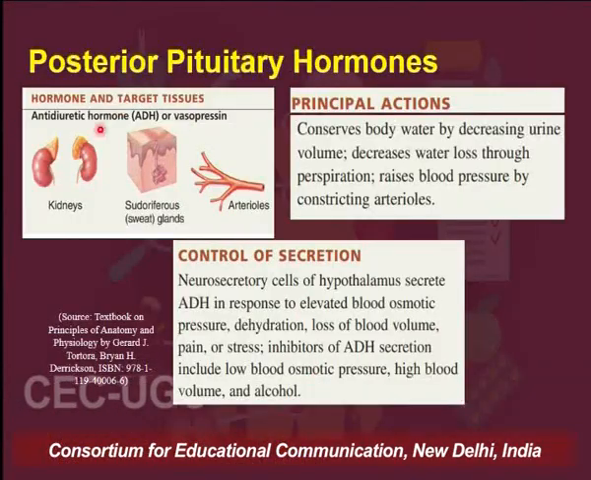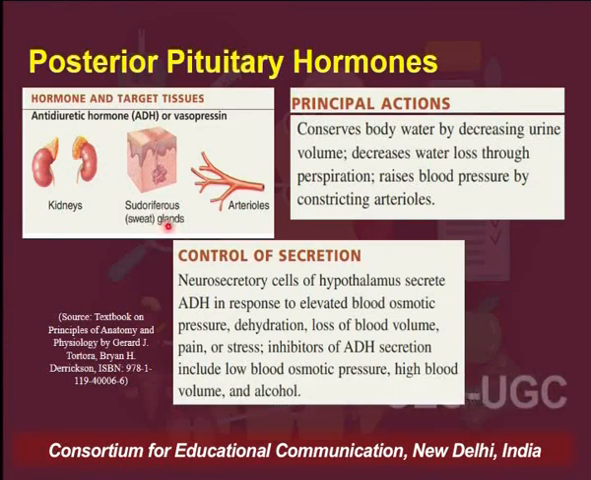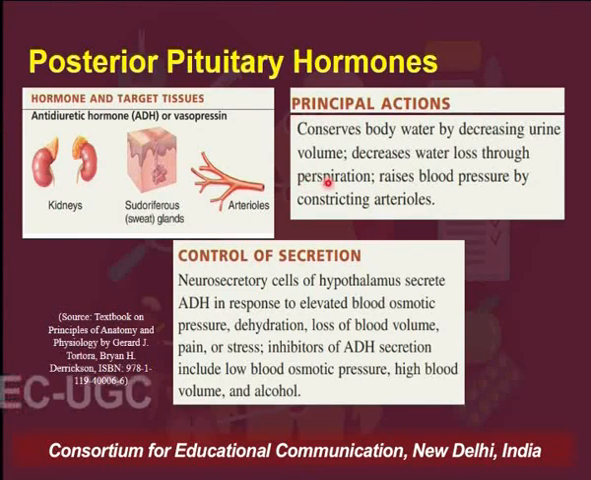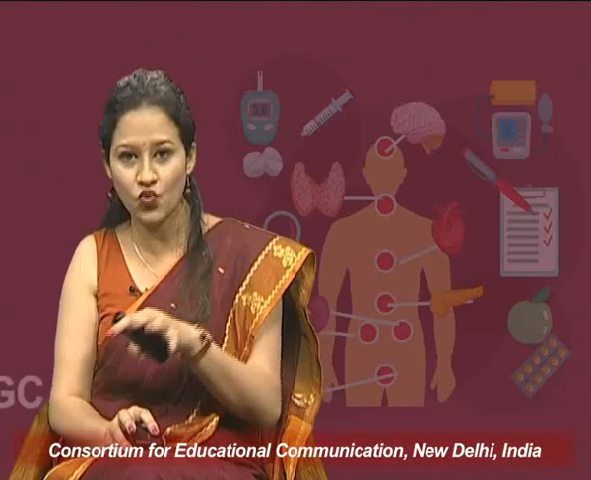Now let us talk about the second hormone released by the posterior pituitary, and that is vasopressin. The target organs of vasopressin include kidneys, sweat glands and arterioles. Its principal action is conservation of body water by decreasing urine volume, by decreasing water loss. That is why it is anti-diuretic. Diuresis means urine formation, urine release, and anti means against. So anti-diuretic hormone, or vasopressin, will conserve water by decreasing the urine volume.